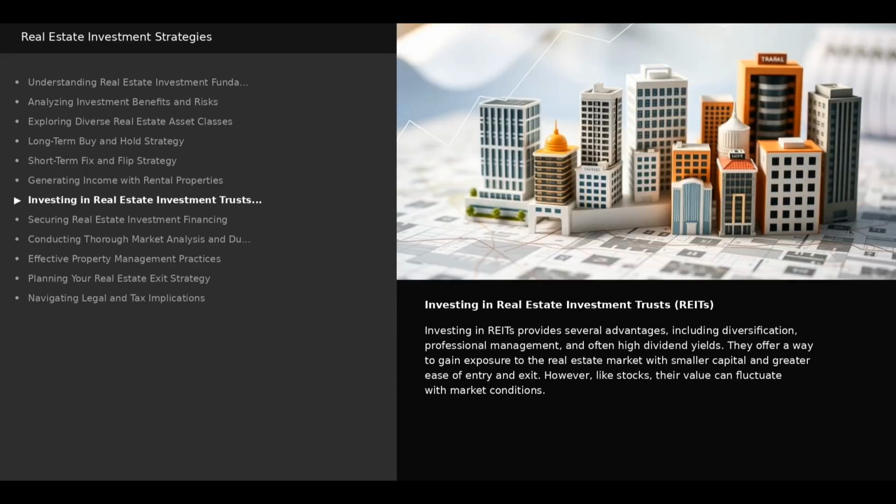Investing in REITs provides several advantages, including diversification, professional management, and often high dividend yields. They offer a way to gain exposure to the real estate market with smaller capital and greater ease of entry and exit. However, like stocks, their value can fluctuate with market conditions.